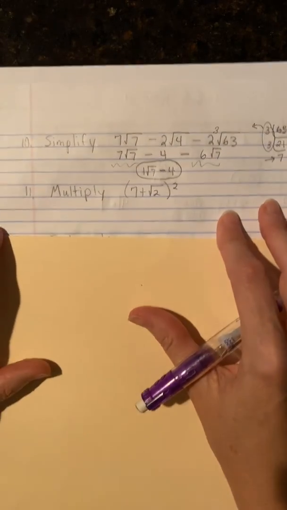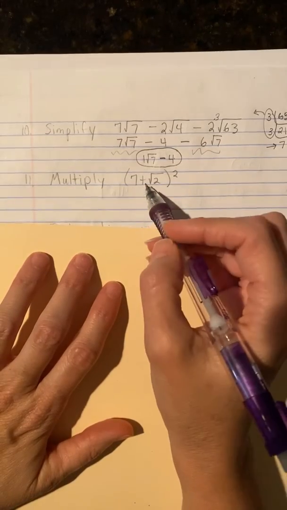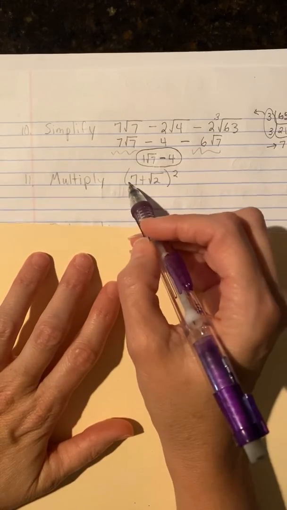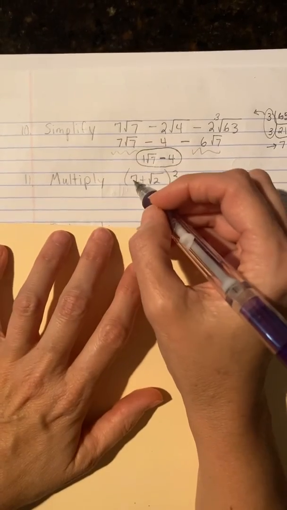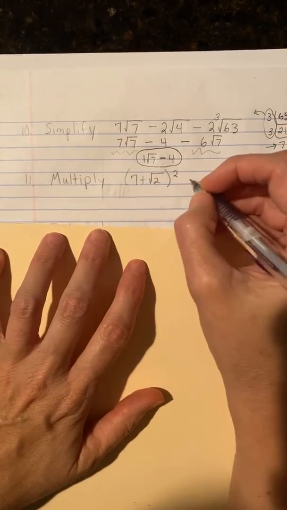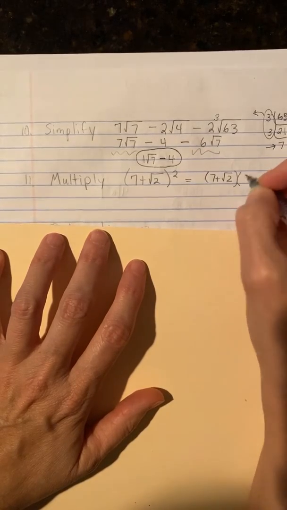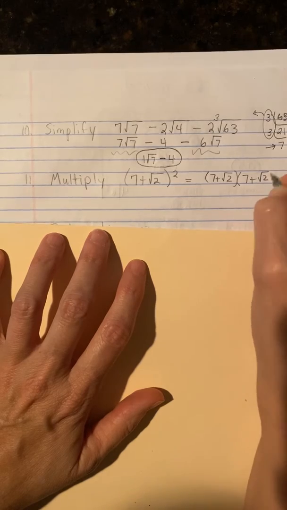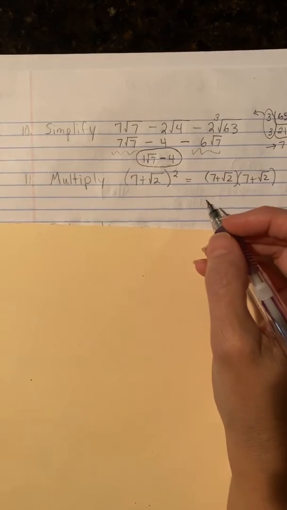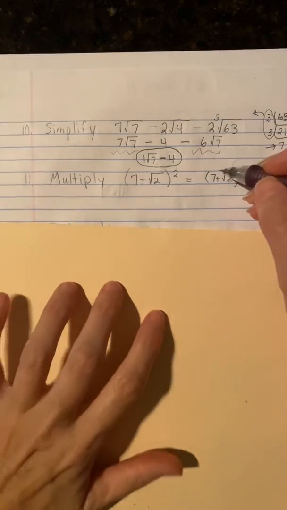Number 11. When this says square, which means this whole expression times itself. Okay, so one thing you can't do is just square this and then just square this separately. You have to write it out like this. 7 plus radical 2 times 7 plus radical 2. And so we're going to FOIL this.